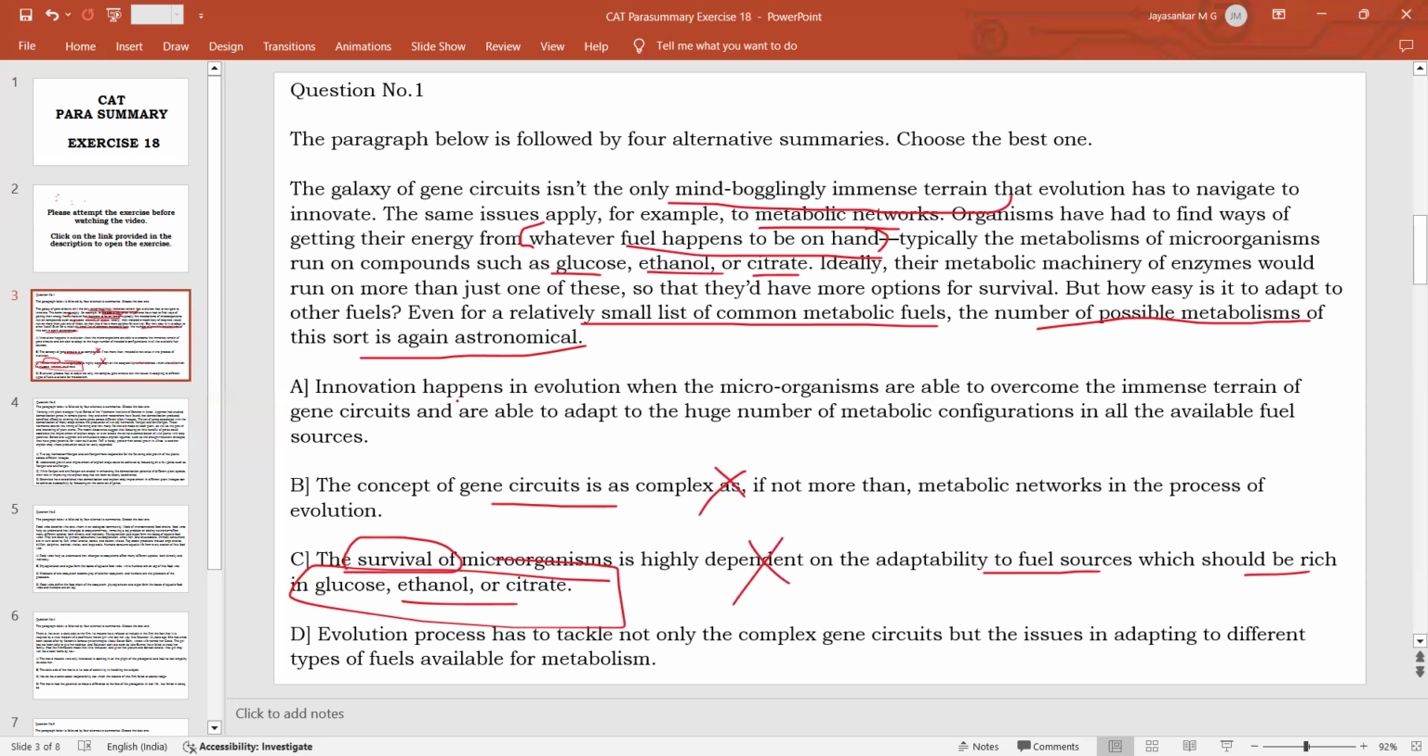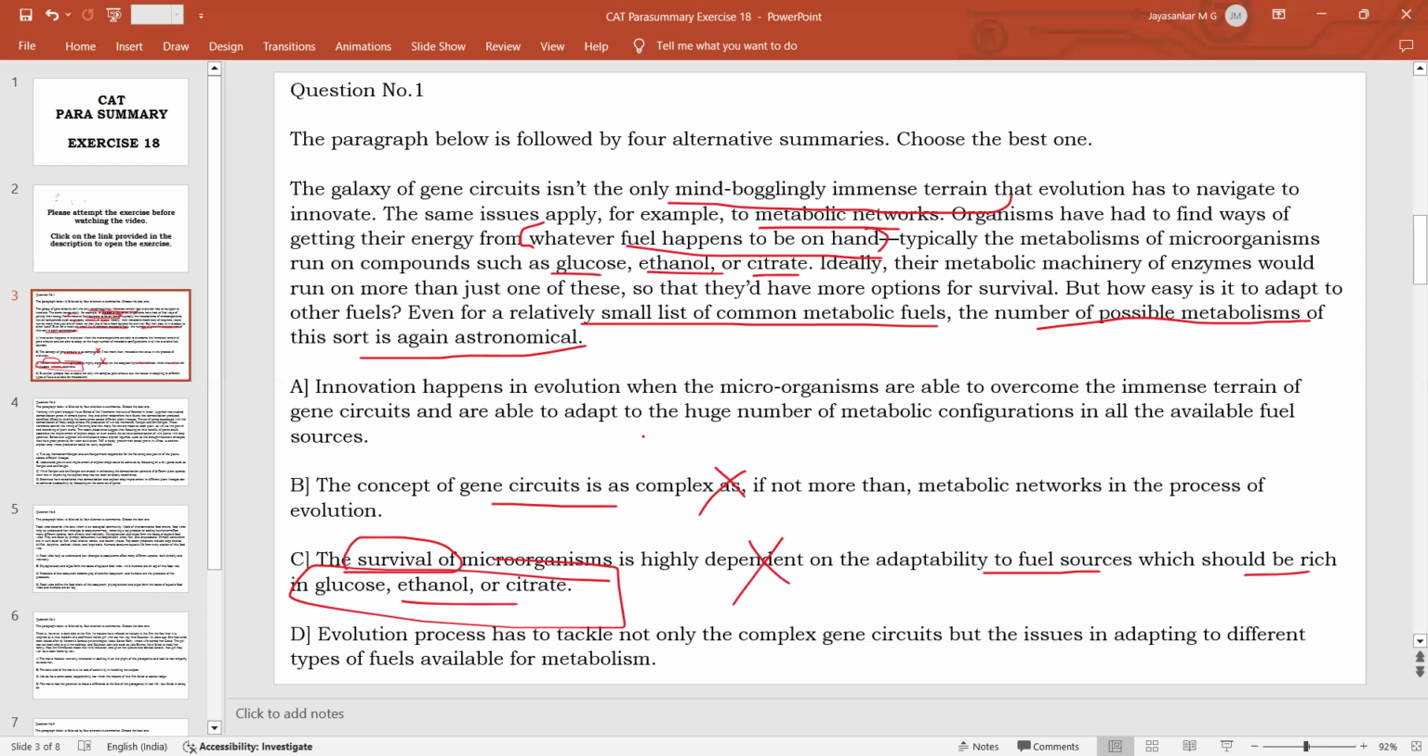So again, read carefully. What is A? A is talking about how innovation will happen in evolution, meaning when these problems are overcome. So what is actually A? A is an inference. Means from whatever facts that are given to us, we can understand that innovation will happen in evolution when the two problems, that is complexity of genes as well as the complexity of metabolic configurations, are overcome by the microorganisms. So this is an inference that we can make from the passage.